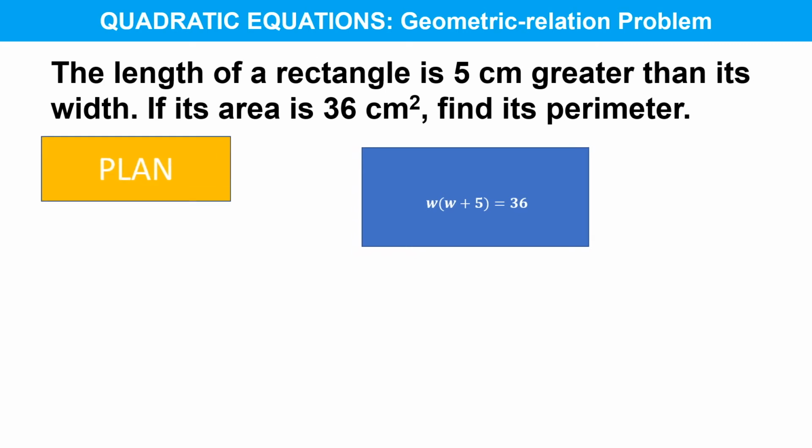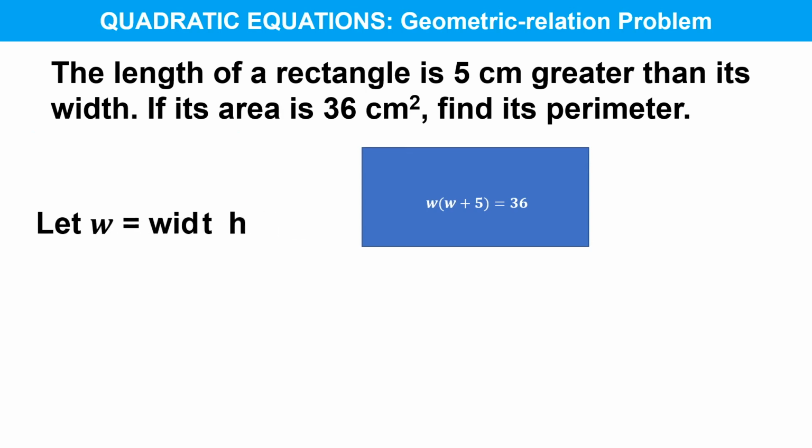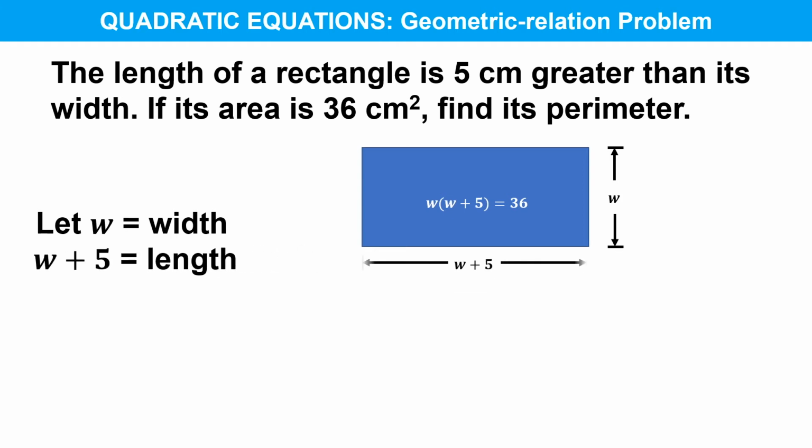To solve the problem, represent the dimensions of the rectangle. Let W be the width of the rectangle. Since the length is 5 centimeters longer, let's represent it with W plus 5. Using these representations, let's form a working equation that will lead us to the answer to the problem. The problem says that the area of the rectangle is 36 square centimeters. Hence, W times (W plus 5) is equal to 36.